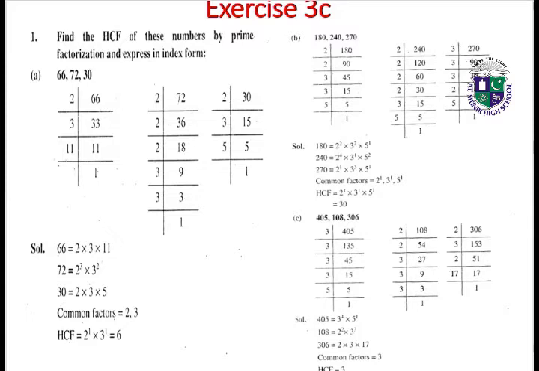270: 3 9s are 27, 0, 3 3s are 9, 0, 3 10s are 30, 2 5s are 10, 5 1s are 5. 270 is 2 power 1 multiply by 3 cube multiply by 5 power 1. Common factors 2 multiply by 3 multiply by 5. Highest common factor 2 multiply by 3, 3 2s are 6, 6 5s are 30.